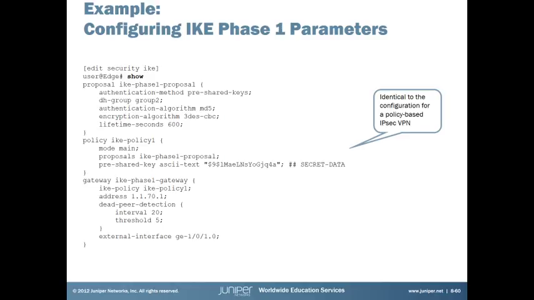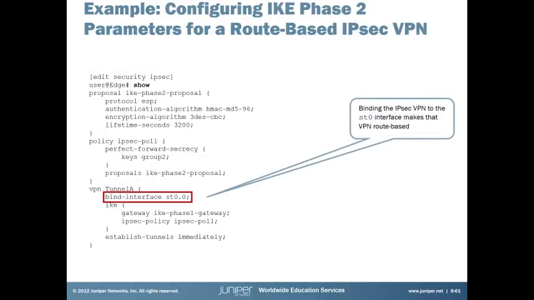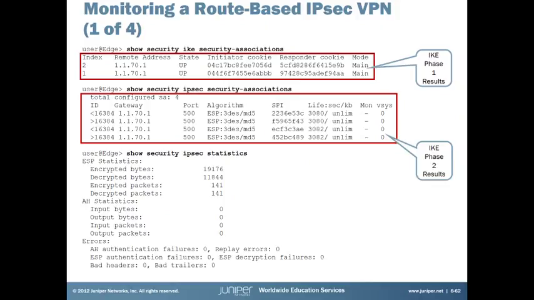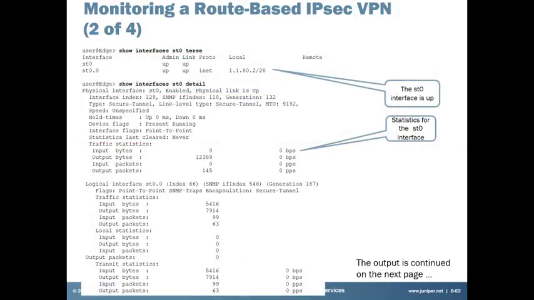IKE phase 1 parameters, and that's our binding our interface into our tunnel, and that's the verification of that route-based VPN. Also, the benefit of a route-based VPN is we can actually go in and look at the interface itself, the ST0 interface, and we can take a look at the traffic that's been going through the interface.